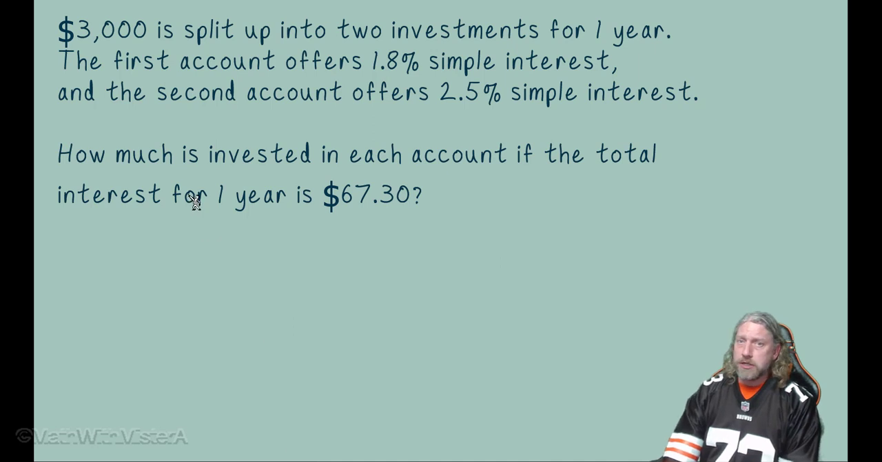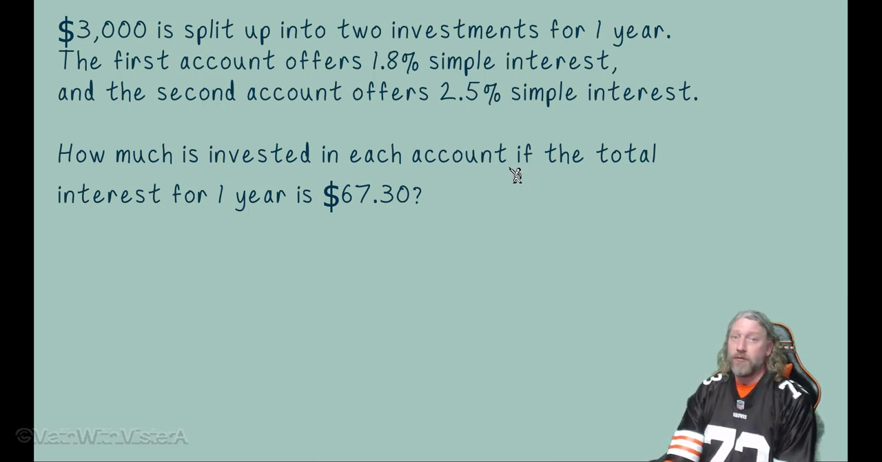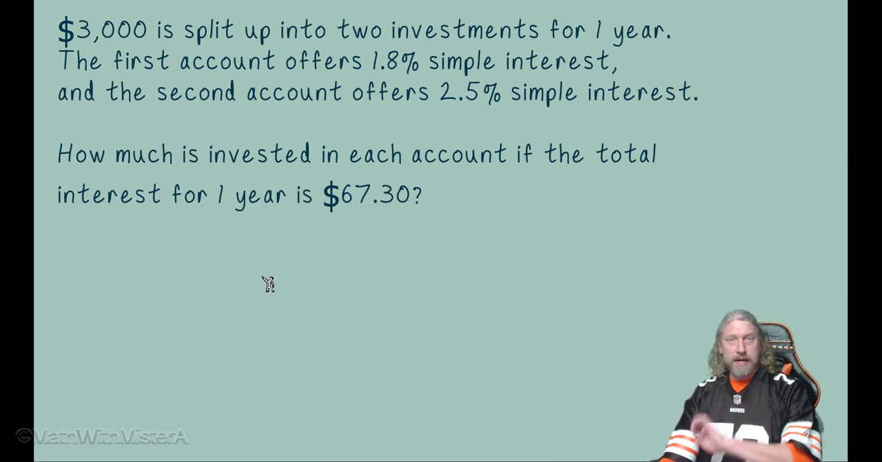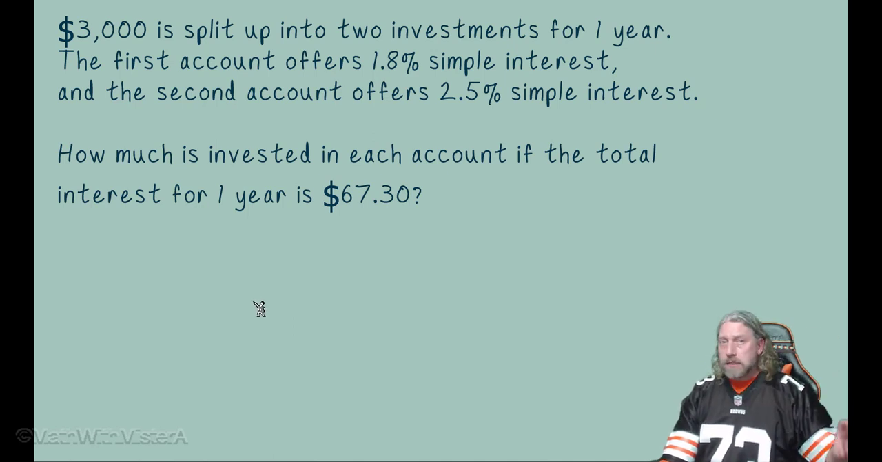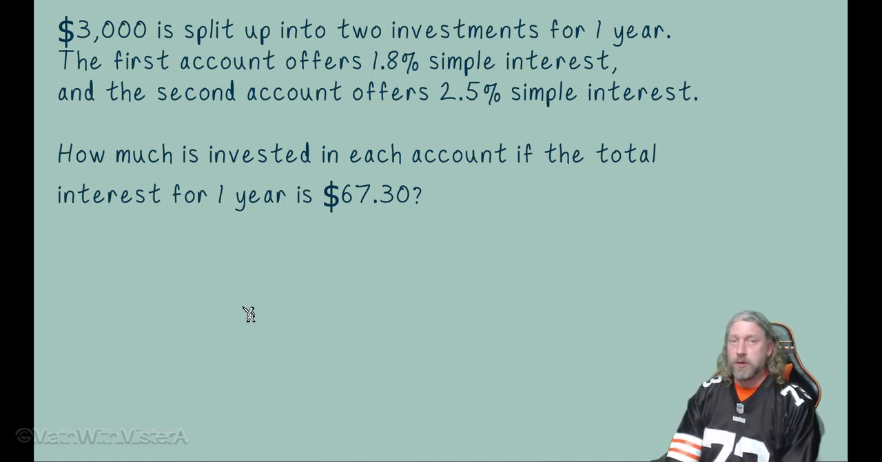So the first thing that we need to do is to notice, what is it that we're trying to answer here? What are we trying to figure out to solve this problem? We need to know how much is invested in each account. So we need to know the principal for each of these two separate accounts. And we know what the total interest would be. It would be $67.30. So we'll go slowly, but we're going to try to connect back to a lot of the ideas that we've just surfaced over the last few examples and foundational information.